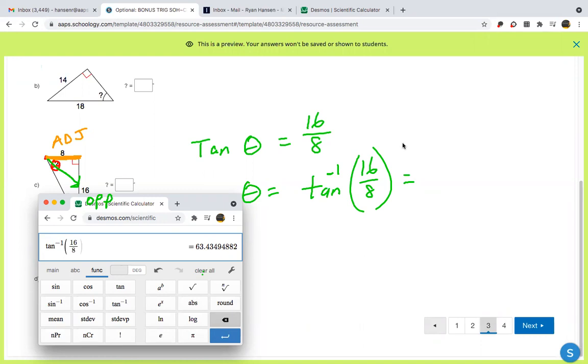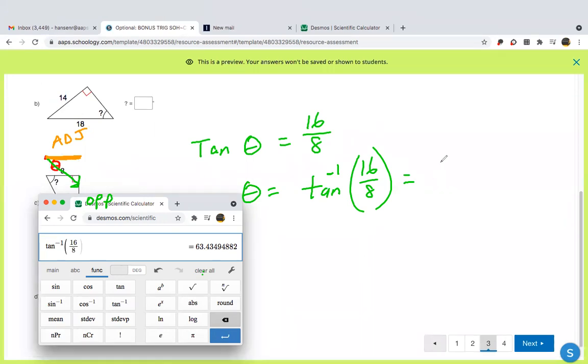63.4, which to the nearest whole is 63 degrees. Okay, so we solved another one. It all depends on where your reference angle is and the names of the sides from that reference angle. Remember, the hypotenuse doesn't move. It's fixed. It's always across from the 90. However, opposite and adjacent switch places depending where your angle is. So you have to be careful.